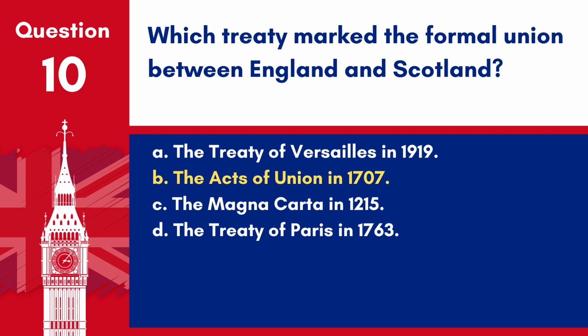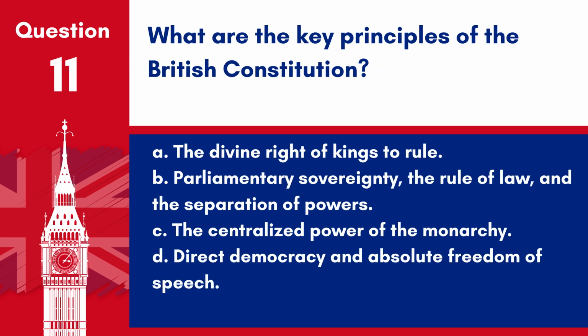Answer: B. The Acts of Union in 1707. The Acts of Union were agreements that united the kingdoms of England and Scotland into a single sovereign state known as Great Britain. Question 11. What are the key principles of the British Constitution?